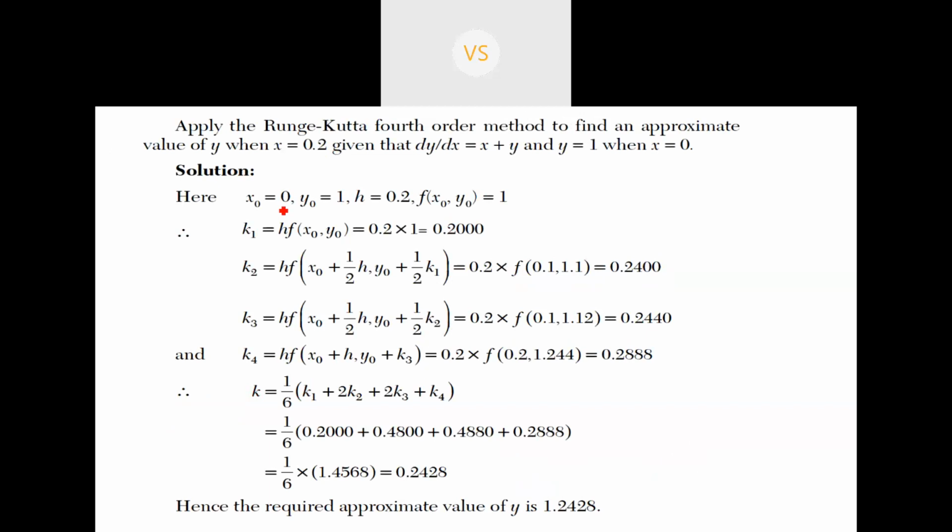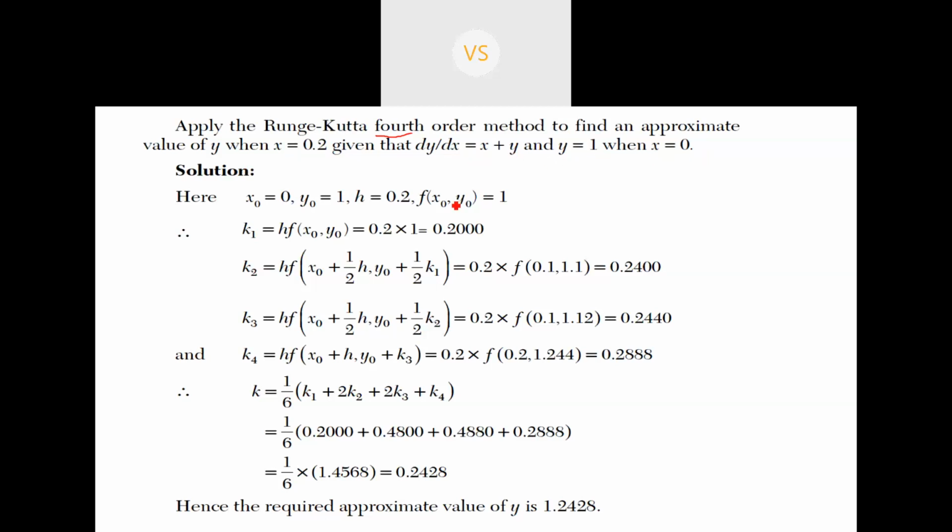Here the value of x0 is given to you. You apply the RK method, fourth order method. You have to solve it by fourth order method to find an appropriate value of y when x is equal to 0.2. Given that dy by dx is equal to x plus y and y is equal to 1 when x is equal to 0.